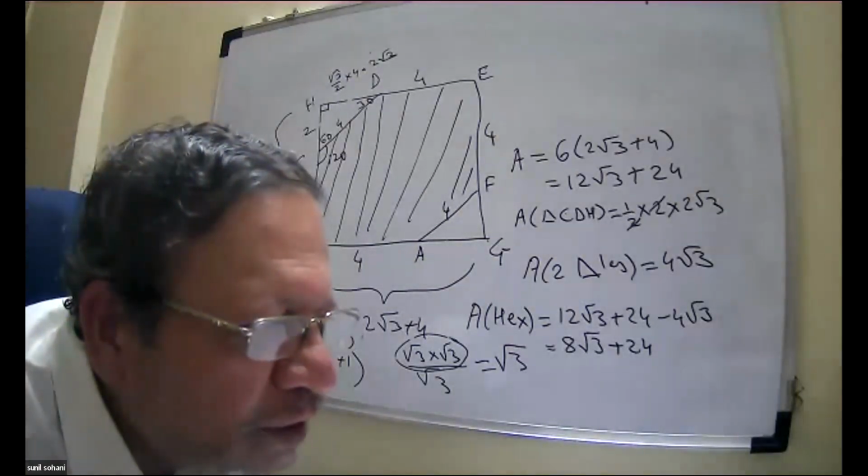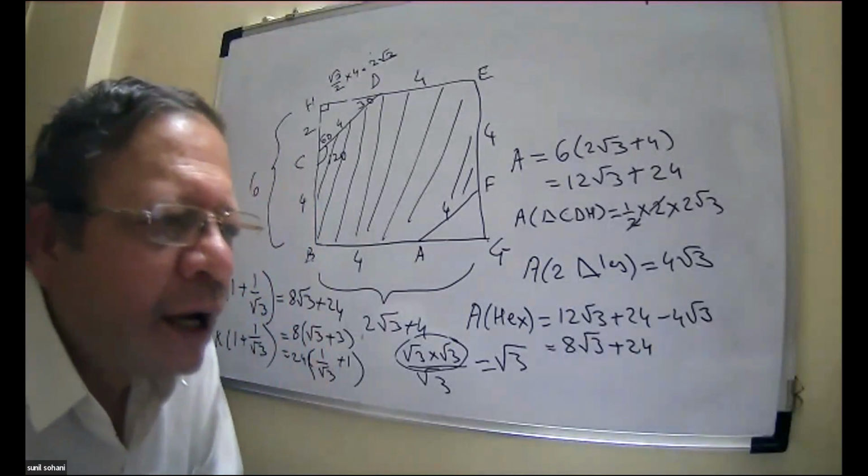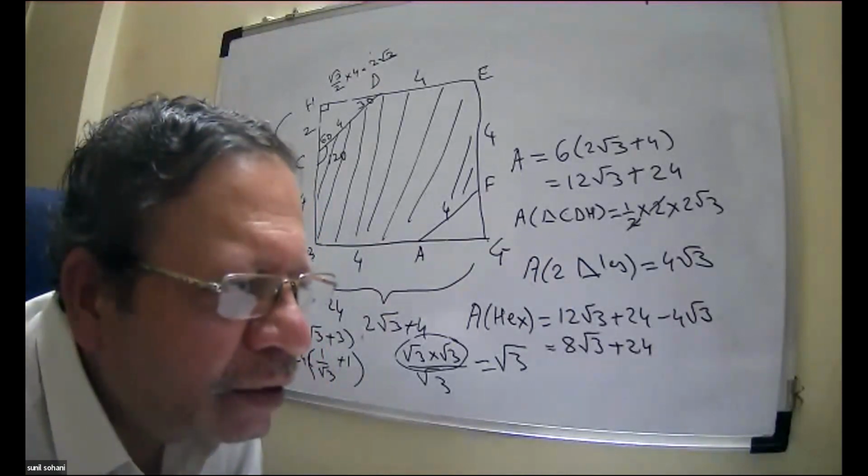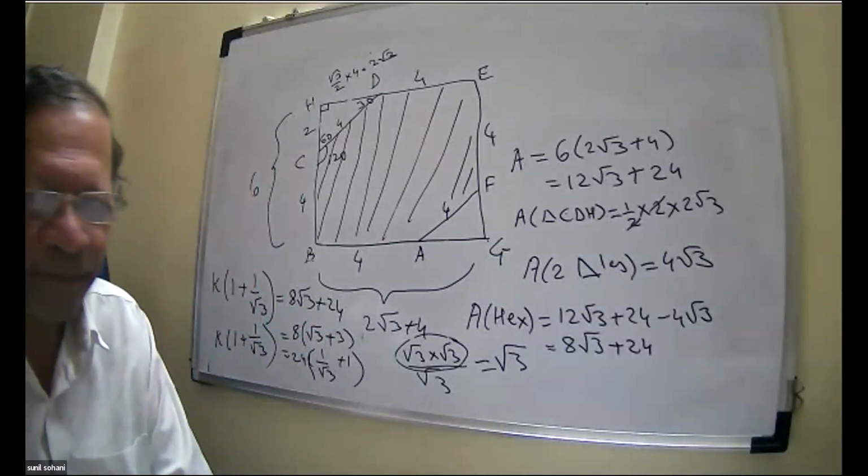So can we use the direct hexagon area formula and equate it? That rule is for a regular hexagon, and this is not regular.